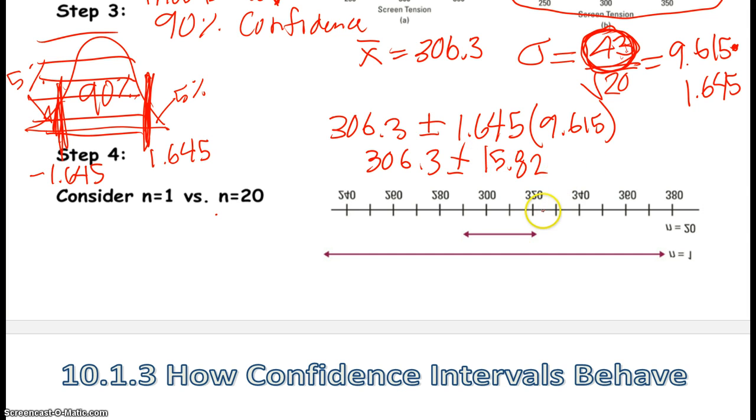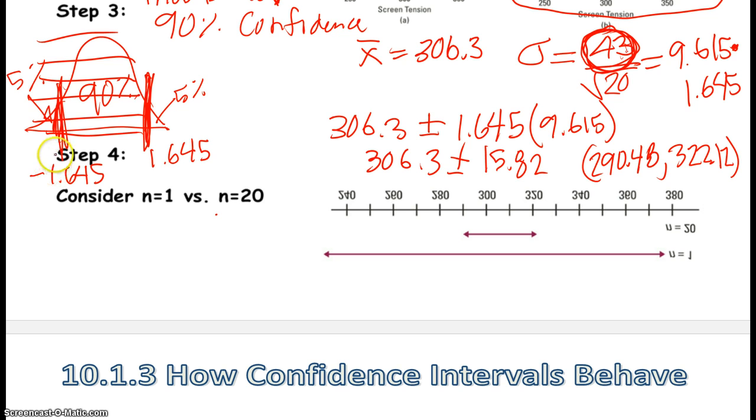And then you are going to put that in an interval. So you're going to take 306.3 and you're going to subtract 15.82. And that will give you 290.48. And then you're going to add 15.82, and that's going to give you 322.12. So that's the end of step 3.